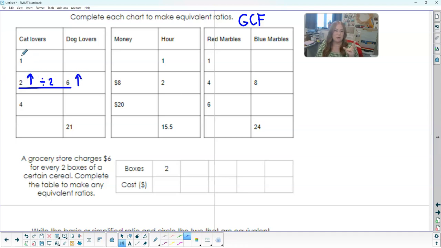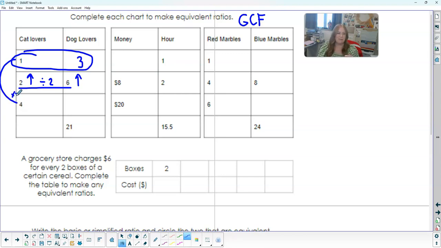So 2 divided by 2 is 1. 6 divided by 2 is 3. So every time there's one cat lover, there's 3 people that love dogs. 1 cat, 3 dogs. So now there's 2 cat lovers, so now there's 6 people, right? It just doubled there. So now we want to use this basic ratio, 1 to 3, to fill out the rest of the chart. So how do I get from 1 to 4?